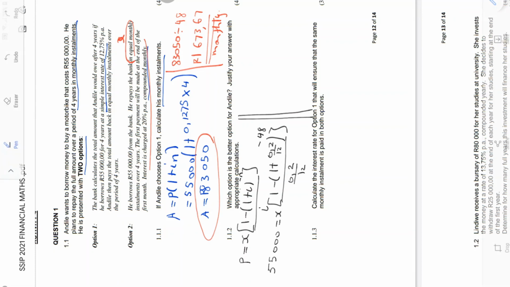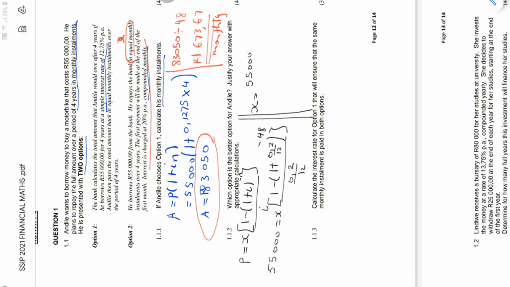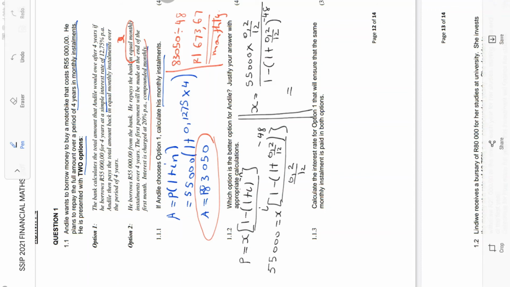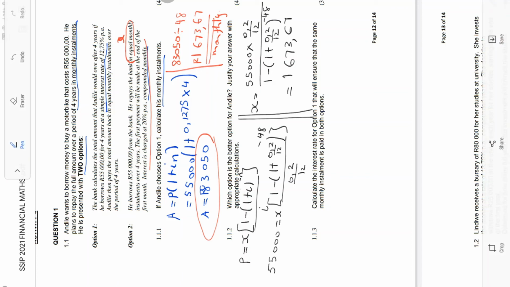Still the algebra part, I'll do it for you. X would equal 55,000 times our denominator of 0.2 over 12, divided by the entire bracket, which is 1 minus brackets 1 plus 0.2 over 12 to the power of negative 48. So that gives you the monthly payment of 1,673.67.